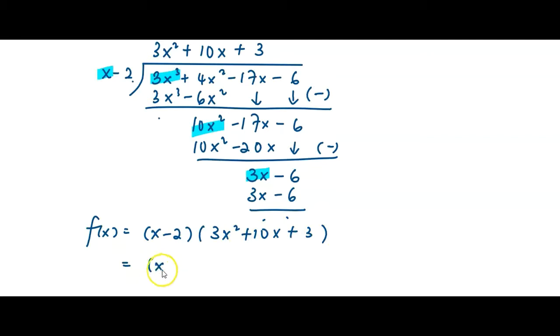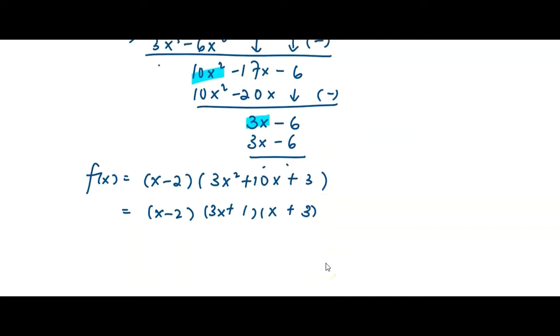And now I'm going to try to factorize this. Hopefully this can be factorized into linear factors. Okay, so you have 3x multiplied by x, 3, 1, and positive, positive. Try to expand it back. Yeah, then this is your f(x).